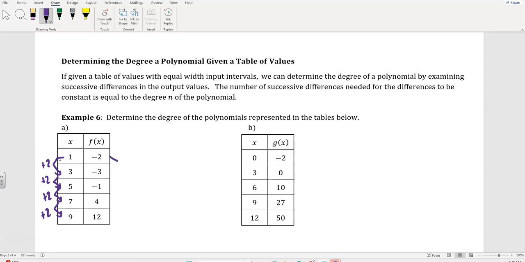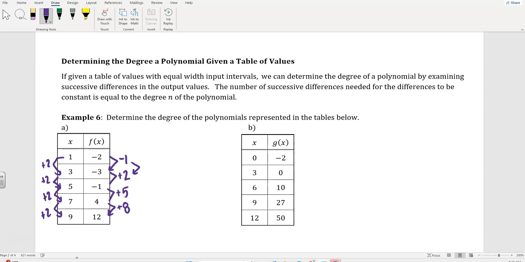So from -2 to -3, that goes down 1. From -3 to -1, that goes up 2. From -1 to 4, that goes up 5. And from 4 to 12, that is up 8. So for the first difference, this is not a first degree function because I'm not getting all the same answers here. It's not linear, right? Linear would be first degree. So then we'll do this again.